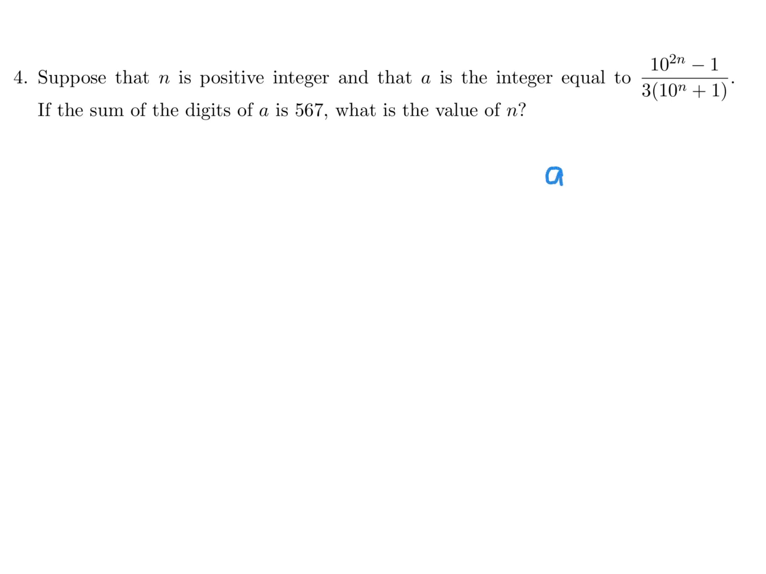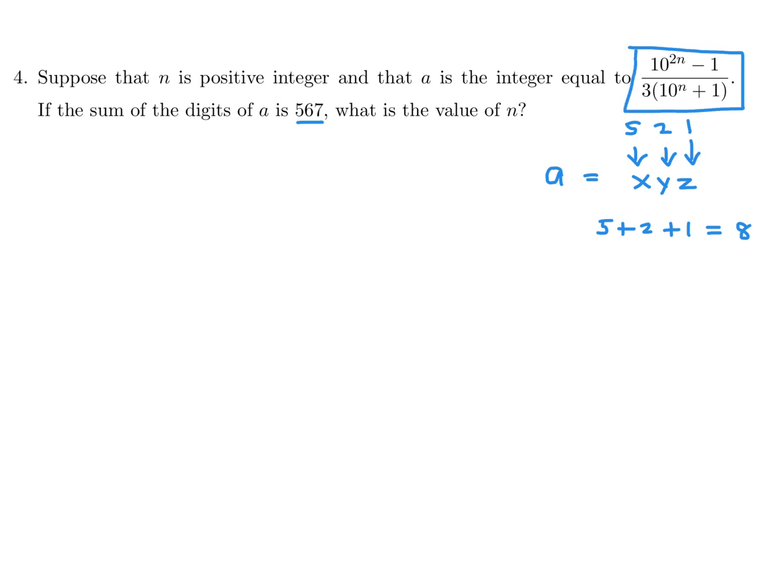Well, let's say a was some number xyz. So, for example, if this was 5 and this was 2 and this was 1, that's really what they're getting at. And the sum of the digits would therefore be 5 plus 2 plus 1, which is, in this case, 8. But they're saying the sum of the digits is 567. So that's a big number. Okay, let's see. I think that we're going to have to concentrate on trying to get a pattern of this. And if we do, hopefully that'll help.